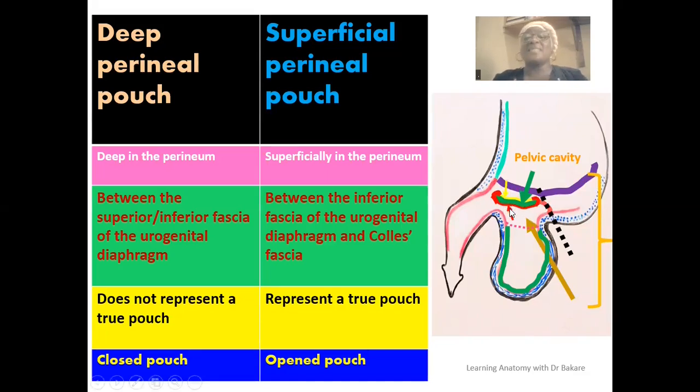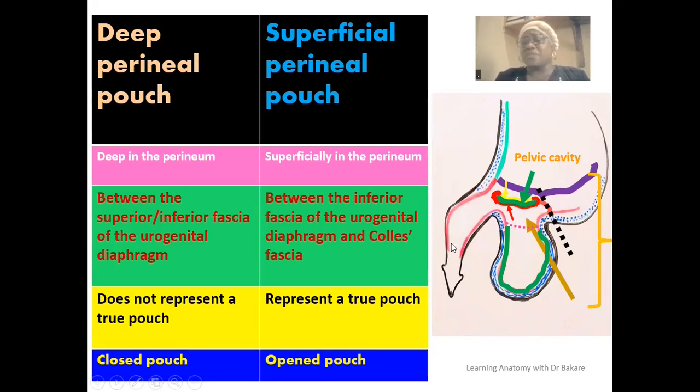So we say that the deep perineal pouch is located between the superior fascia of the urogenital diaphragm and also the inferior fascia of the urogenital diaphragm. Of course, the structure that is then contained within this space is the urogenital diaphragm. So this structure here at this point is referred to or tagged the deep perineal pouch.